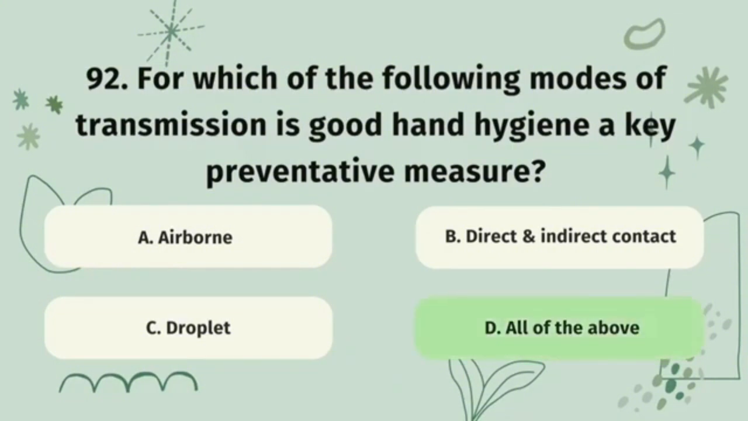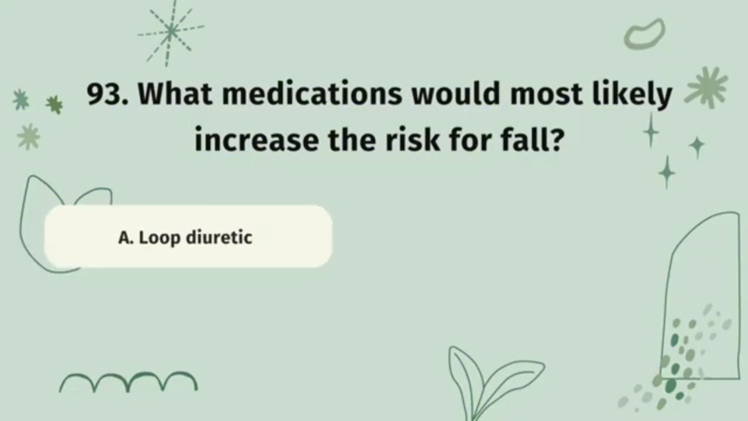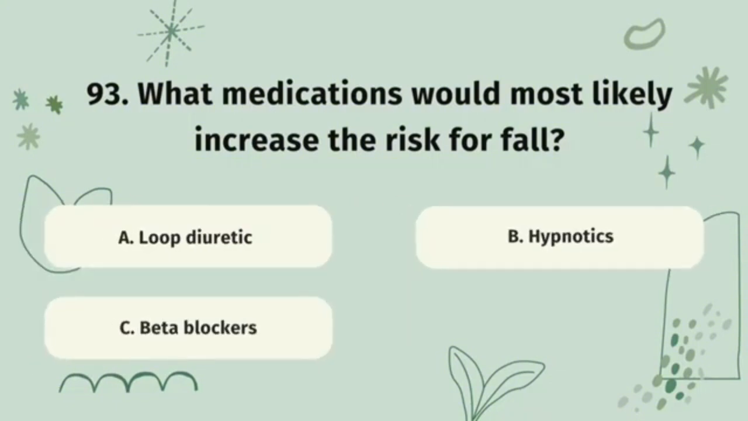The correct answer is D. Question 93. What medications would most likely increase the risk for fall? Option A, loop diuretic. Option B, hypnotics. Option C, beta blockers. Option D, NSAIDs.